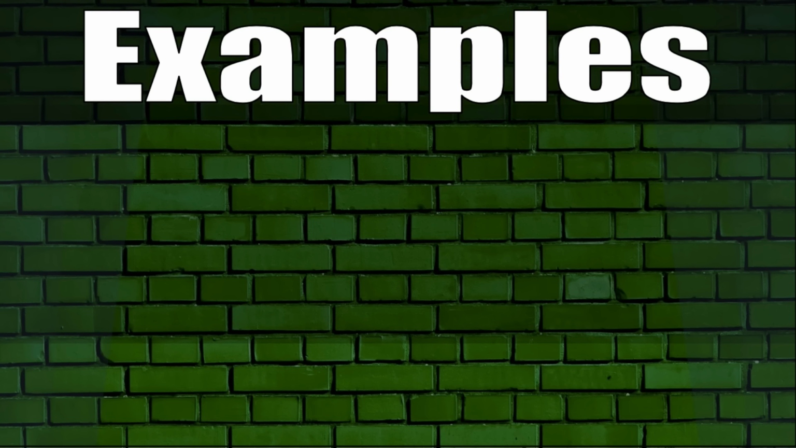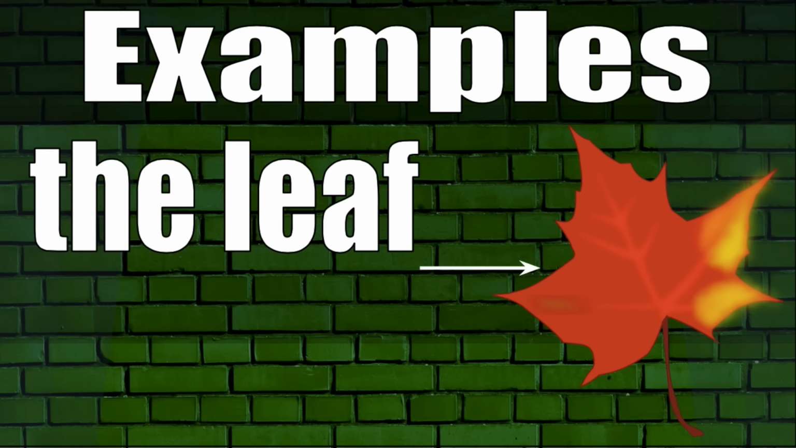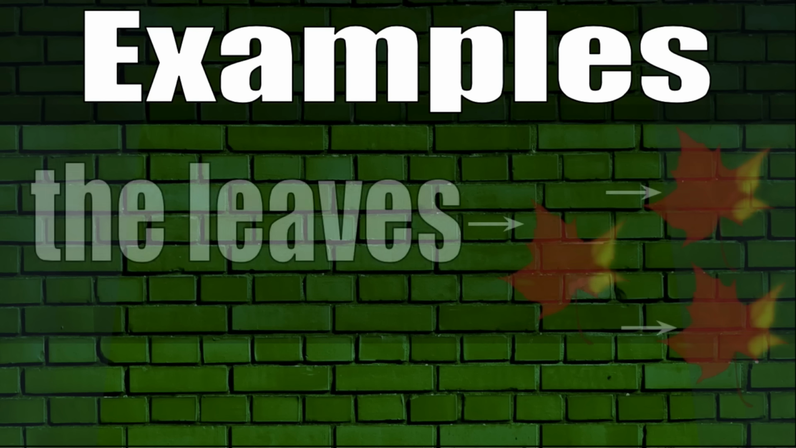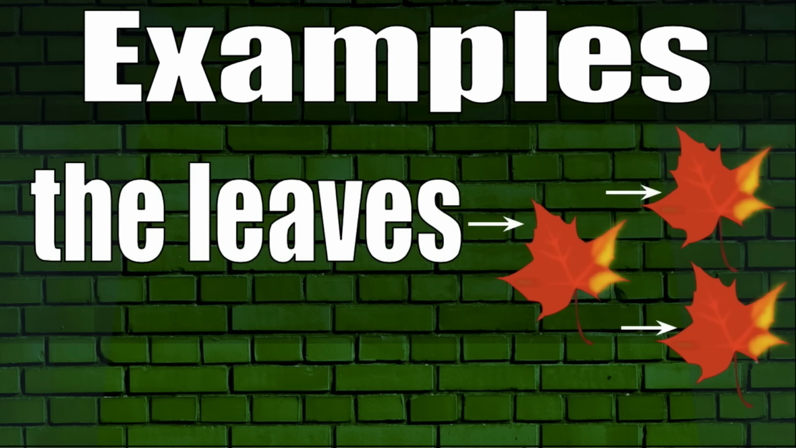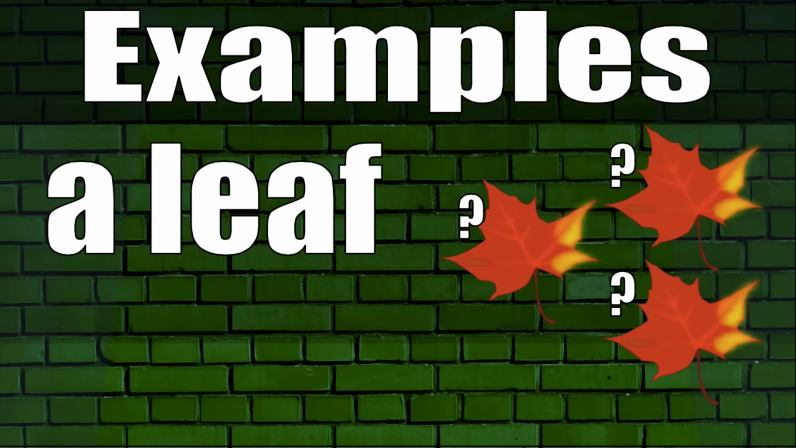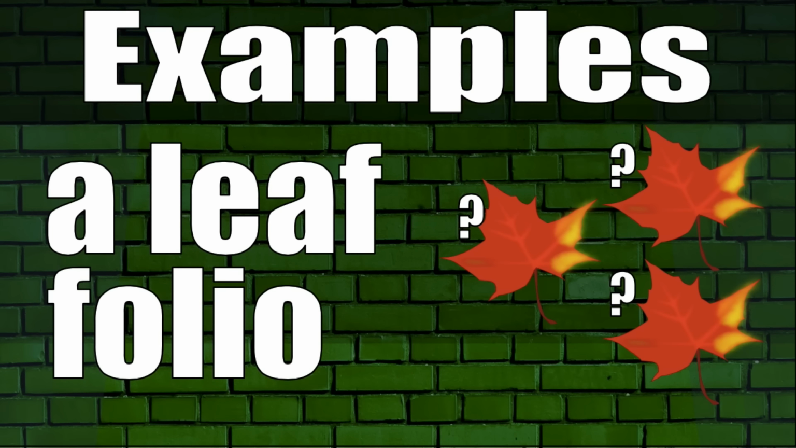The first example with an article is the leaf. In Esperanto, this is la folio. What about the leaves? Well, the definite article never changes, but you do need to make leaves plural, so we say la folioj. And remember, I said Esperanto doesn't have an indefinite article, so how do we translate a leaf? Well, we just say folio. Folio can translate to leaf or a leaf, and that all depends on the context.